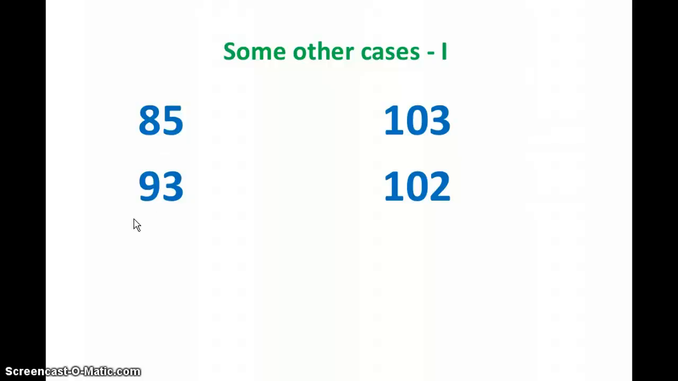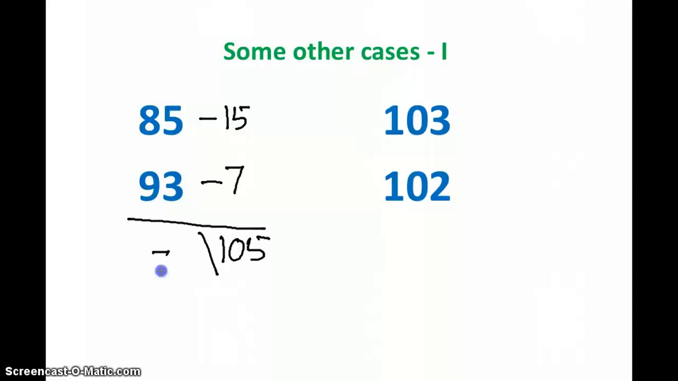The question goes like this: 85 into 93. In this case, 85 is 15 less than 100 and 93 is 7 less than 100. Which makes it 15 into 7, 105, and 85 minus 7 or 93 minus 15, whatever, gives you 78. So is the answer 78105?